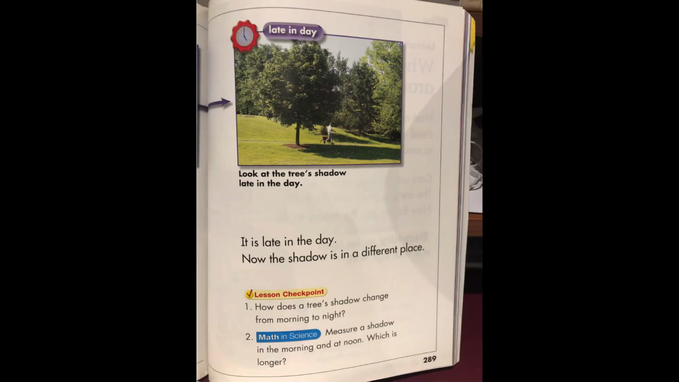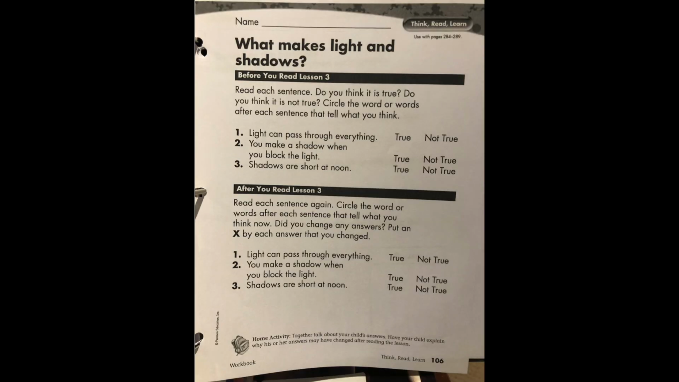So on this next page, it shows what it looks like late in the day. So here it says, look at the tree's shadow late in the day. It is late in the day. Now the shadow is in a different place. So based on the time of day, the one object with the sun moving, the shadow will change based on where the sun is located in the sky. So here we need to answer the bottom three questions that you haven't yet. Now that we know everything, you should be able to answer these perfectly if you have not before.